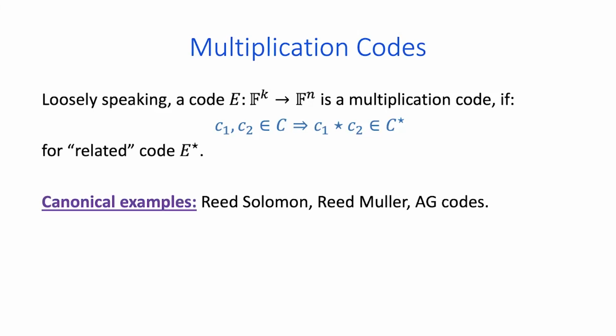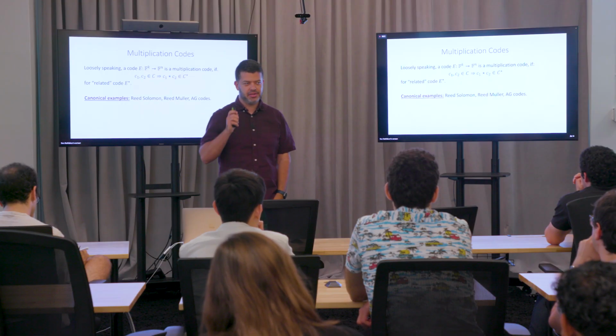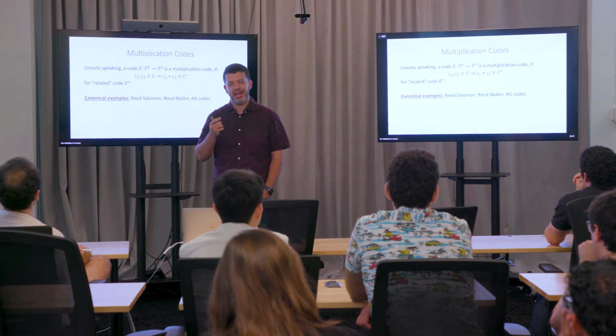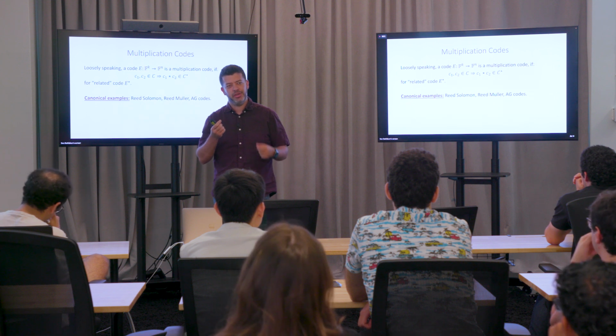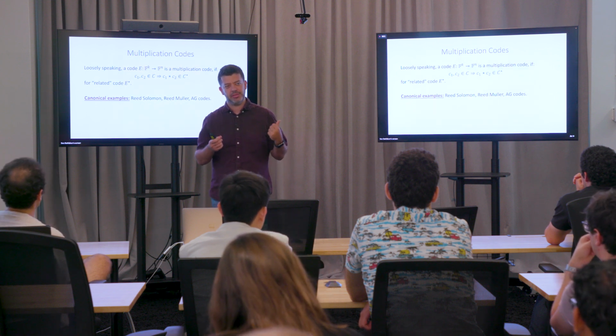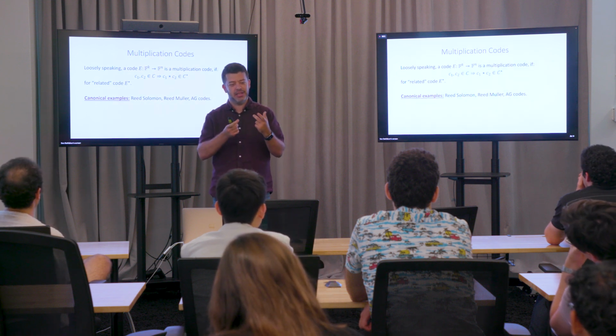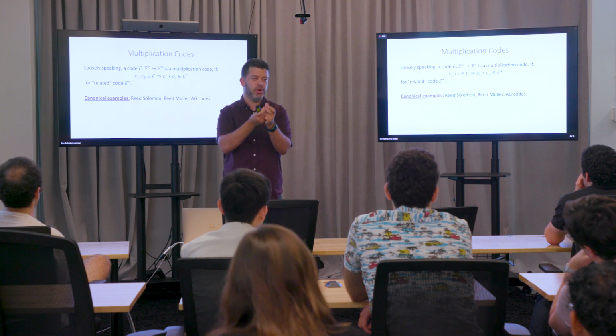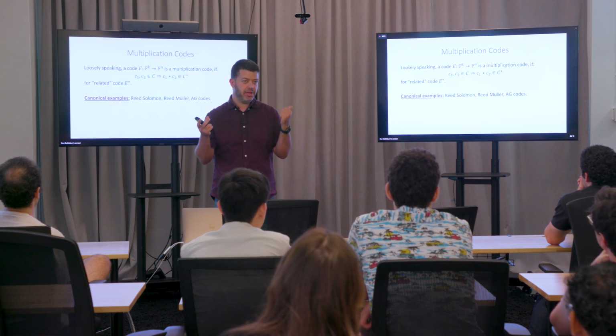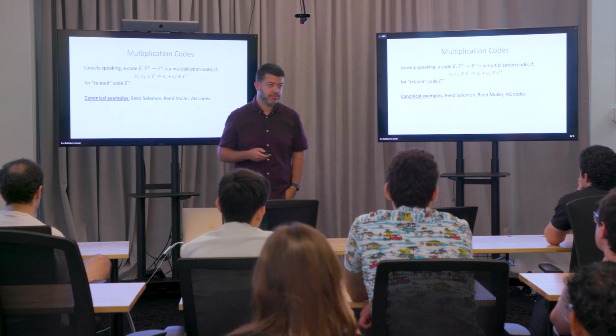It's also true for Reed-Muller, multivariate polynomials, and true for AG codes, and these are more or less all the examples. Okay, this is an extremely important property, and in a nutshell, the reason that it's important in the construction of proof systems is that this is what lets us handle the multiplications that are going on in our circuit. Without this property, we would not be able to do that.